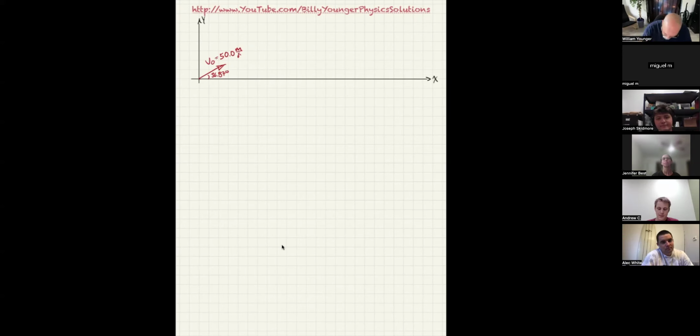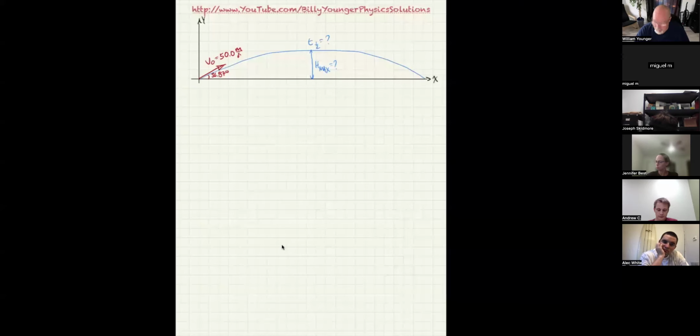Anyways, so what we're going to do is we're going to imagine that this projectile is fired at 50 meters per second at 36.87 degrees above the horizontal, and that it's going to trace out, of course, a parabola. During that process, it's going to reach a height that I'll call H max, and that's one of the things I'd like to figure out. I'm going to say that occurs at a time t 1/2, which is also something we might want to know.